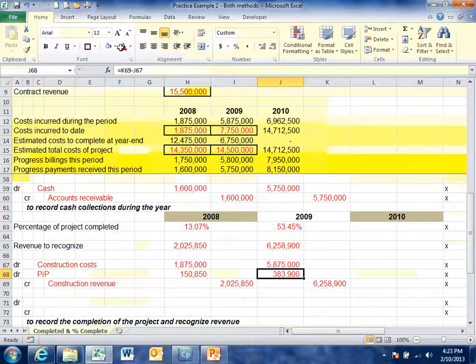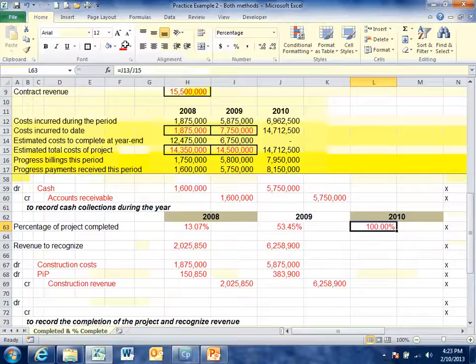Okay? So that's all there is to it. We do those 4 entries every year. If you were to go back through and do 2010, you would do all the same steps. The one trick is that in the final year, the project is always 100% complete because it's done, right? If it wasn't done, or if it's done, it has to be 100% complete. Otherwise, it's not complete. So you don't have to calculate percentage of completion in the final year.